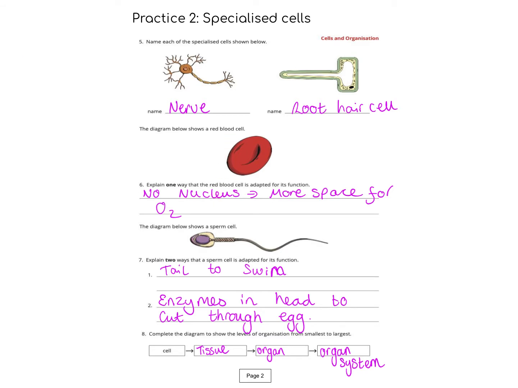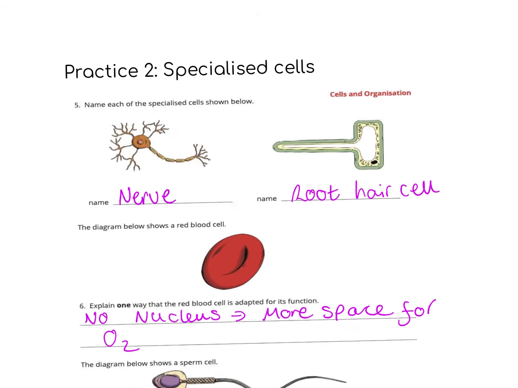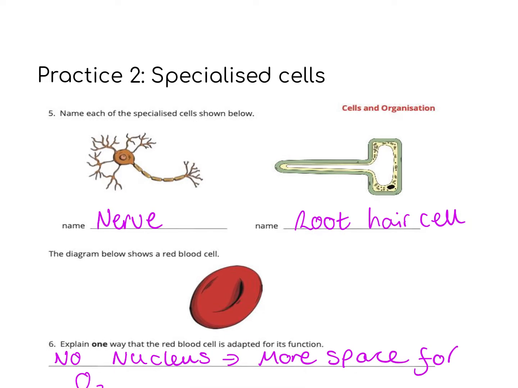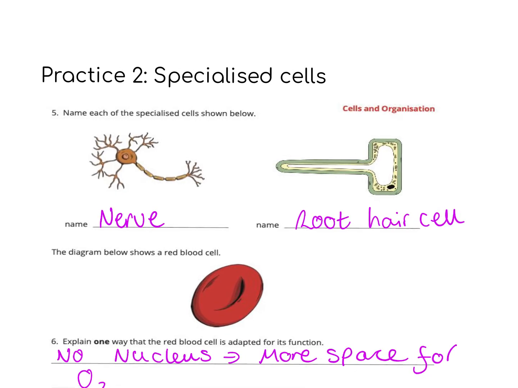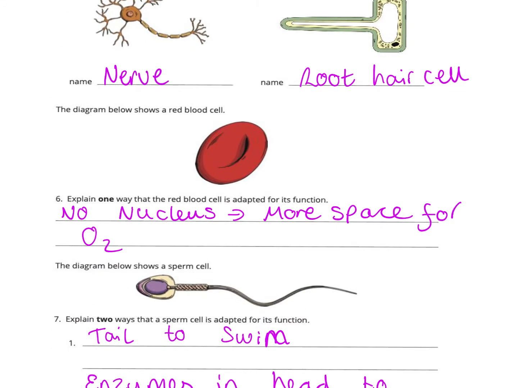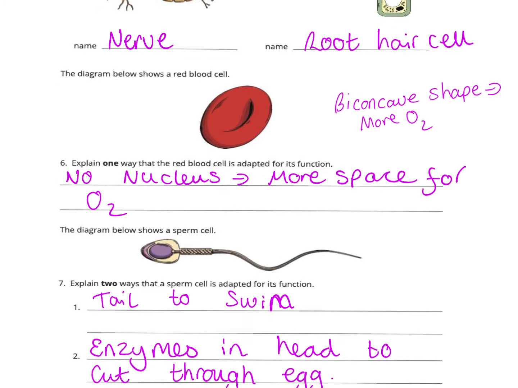Looking at and naming each of these specialized cells, there's 4 specialized cells you really need to know. Okay, the nerve cell, which is by here, and the root hair cell. This is a red blood cell, so that's 3 of the 4 you really need to know. One way it's adapted, another way is it's got a biconcave shape, okay, which fits more oxygen in, and it's also got no nucleus for more space for oxygen.